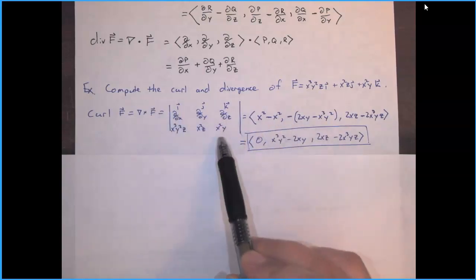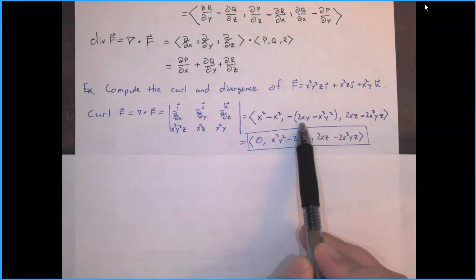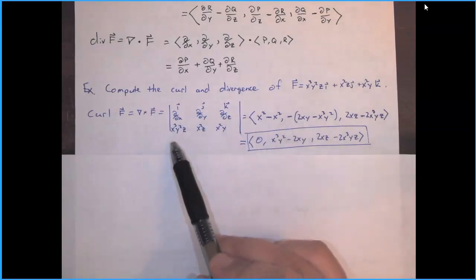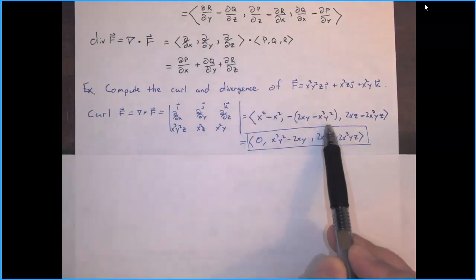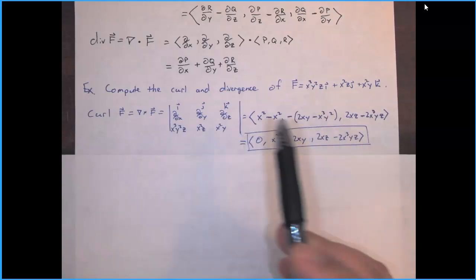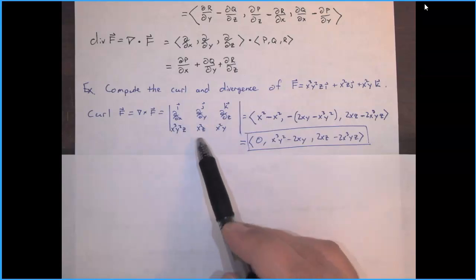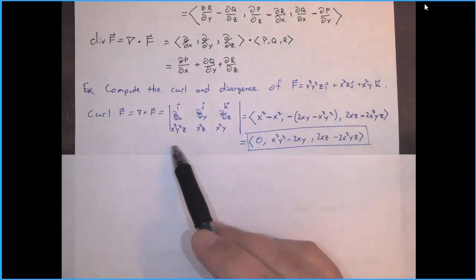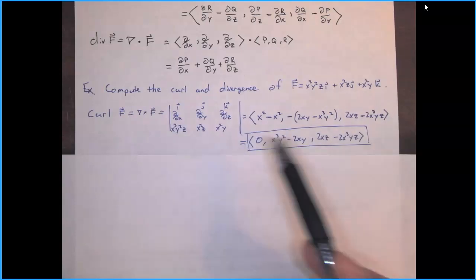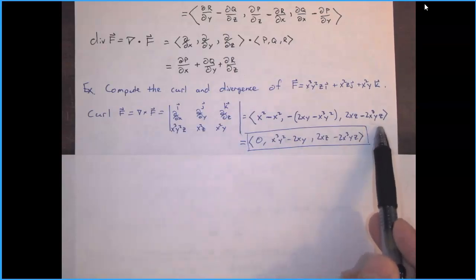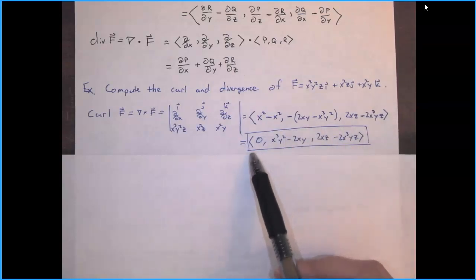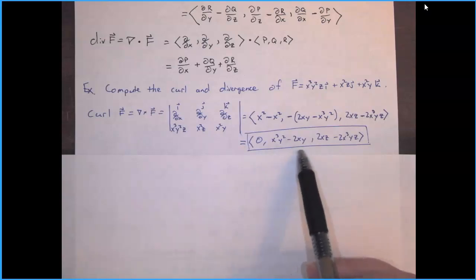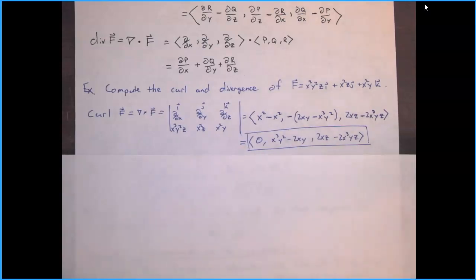Take the partial derivative of x squared y with respect to x. That's 2xy. The partial derivative of x cubed y squared z with respect to z gives me x cubed y squared. And then the third component, I take the partial derivative of x squared z with respect to x to get 2xz, and then I subtract the partial derivative of x cubed y squared z with respect to y to get 2x cubed yz, and then I simplify. The first component is 0, and here I've simply distributed the negative. And I've got the curl.